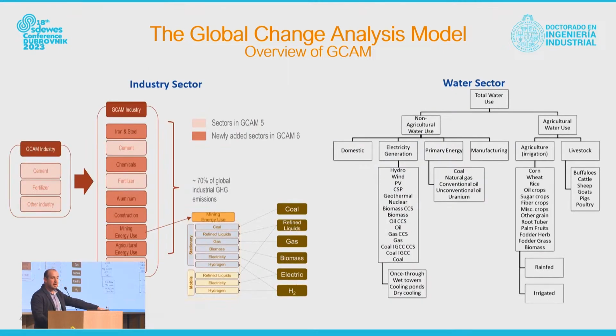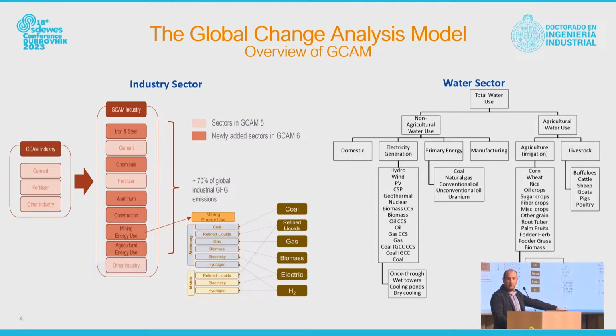We can also model the demand sectors in high detail. For instance, I'm showing here how we model industry. In the latest version of GCAM, GCAM 6, we go a lot further in terms of representation of industry. And in the Chilean context, mining is particularly important. Chile is probably one of the biggest producers of copper in the world, and hopefully lithium in the short term. And now we can model in high detail mobile and non-mobile energy use within the mining sector in Chile.